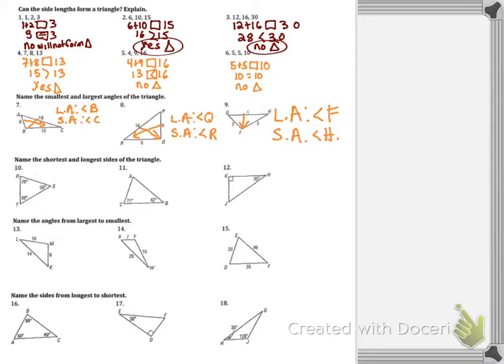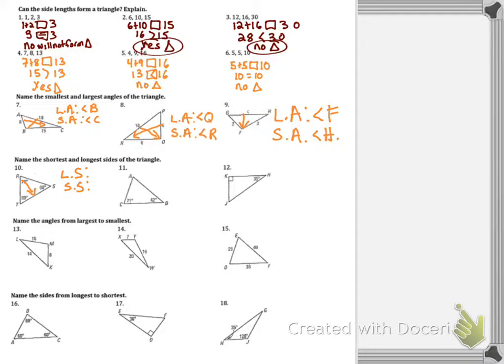The next group is doing the opposite of what we just did. Name the longest and shortest sides of the triangle, and so the longest side of the triangle is across from the longest or the biggest angle, and the shortest side of the triangle is across from the smallest angle. So we're going to go longest side, and then shortest side.